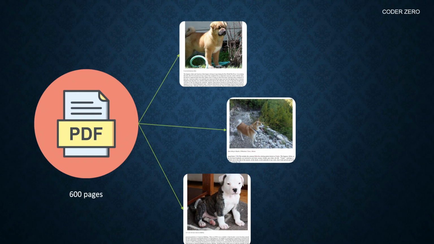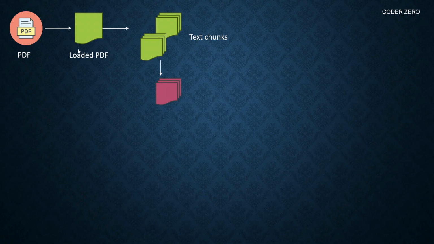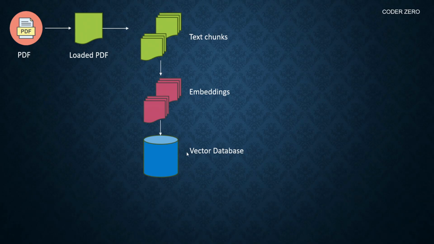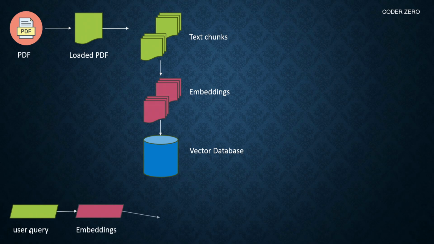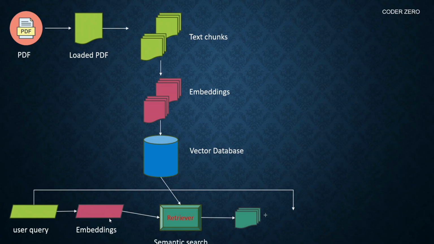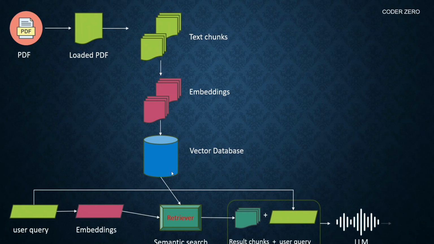So the general pipeline for building this system will be like this. We have our PDF, we'll load the PDF here, then we'll split the PDF into smaller chunks, then we'll create embeddings and store those embeddings in a vector database. After that we have our query, we'll convert this query into embeddings and then retrieve the relevant information from this vector database. After that we'll combine the result and our query, create the prompt for our LLM, and then get the output from our model.